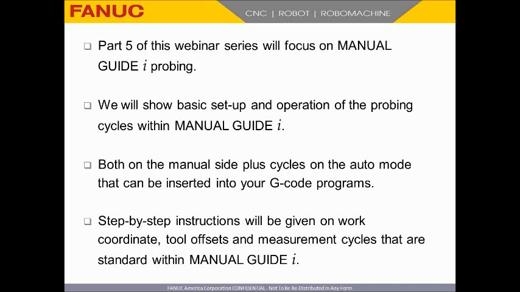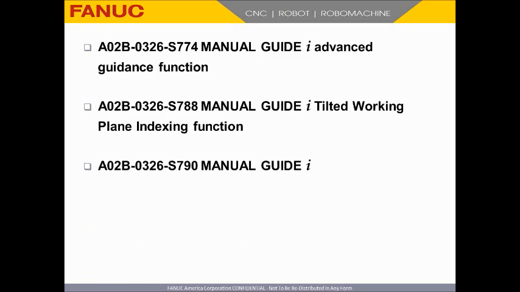And we're going to go through step-by-step instructions on how to do this to set your work coordinates, your tool offsets, and the measurement cycles that are standard within Manual Guide I. Now, the first thing you obviously want to make sure is that you have the right options in your machine. Obviously, number one, you've got to have Manual Guide I. At some point in the future, some of the probing cycles are going to be resident outside Manual Guide I. At this point, we're not up to that, so we're only concentrating on what's within Manual Guide I.